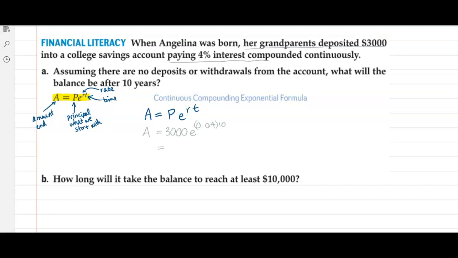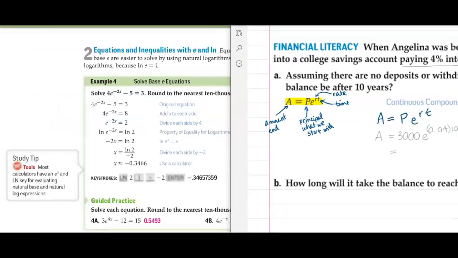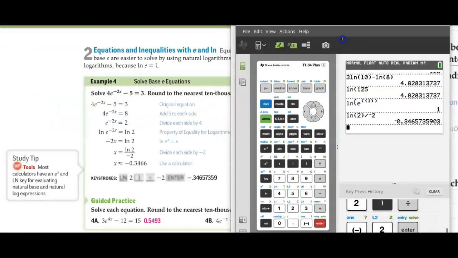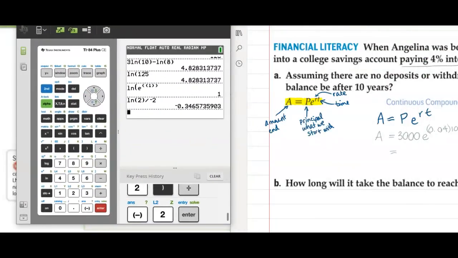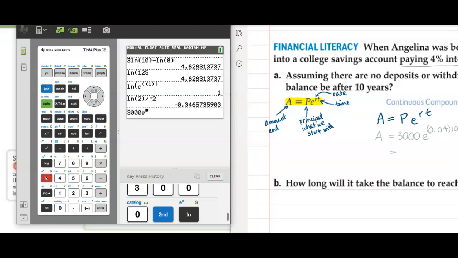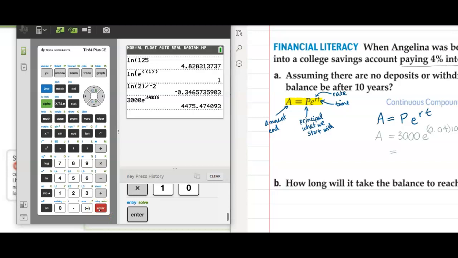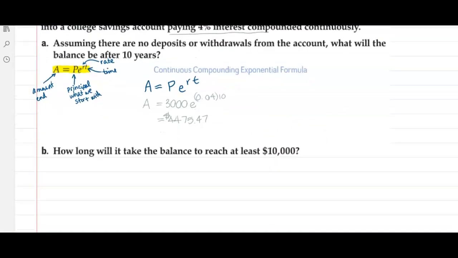And solve. At this point, we just use our calculator to come up with our answer. We're typing 3,000 E, and then we're typing 0.04 times 10. And that means that after 10 years, our balance is going to be $4,475.47. We rounded 2 decimal places because we're dealing with money. But sometimes they don't ask that.